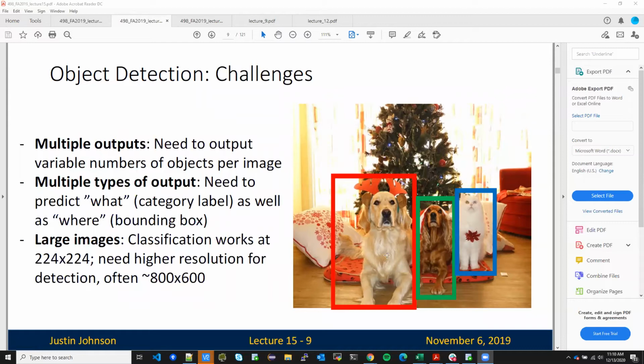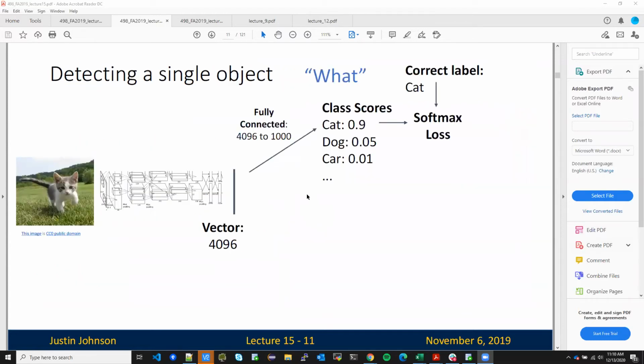He does a really nice job of comparing to classification. Here we have multiple outputs per image, and we want to do what and where, like I mentioned. And object detection is mostly done on bigger images, in the range of around 800 by 600.